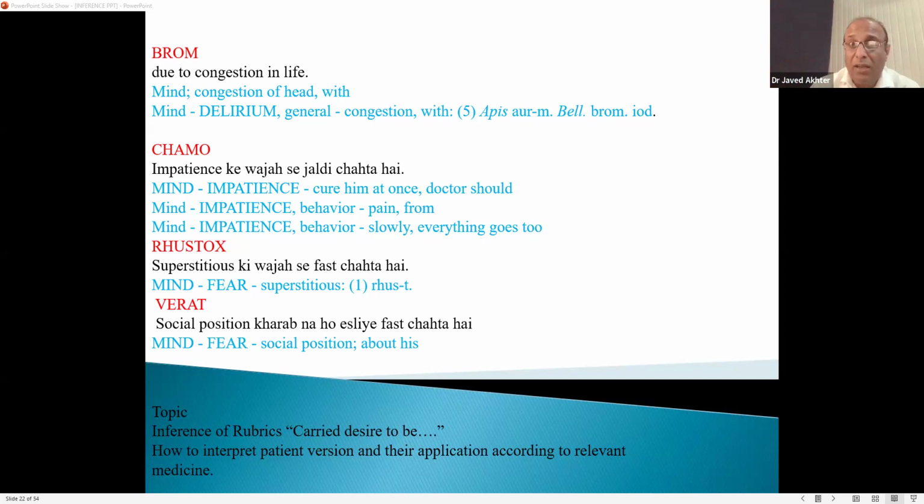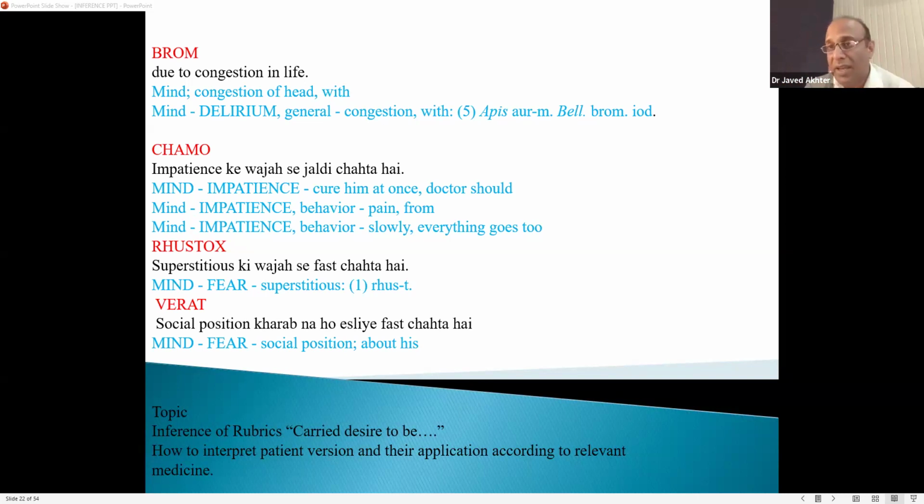Why Chamomilla? Because of impatience. If the patient comes to Chamomilla, the patient says, I want relief immediately. Basically impatience. They cannot wait. Even the doctor says, give me medicine immediately, now, cure me. Why? This patient is impatient. Impatient, cure him at once. Impatient behavior, pain from. This is basically the rubric and evidence behind it.